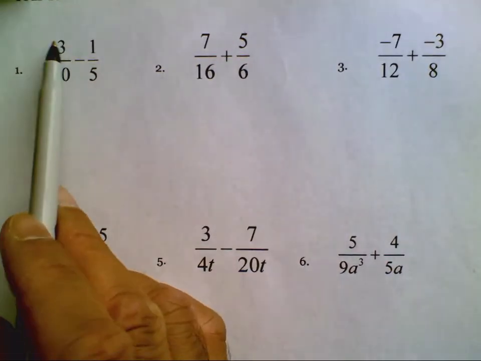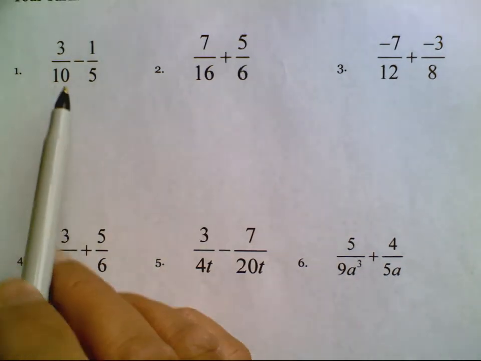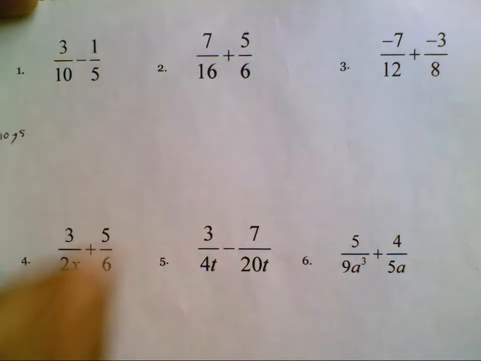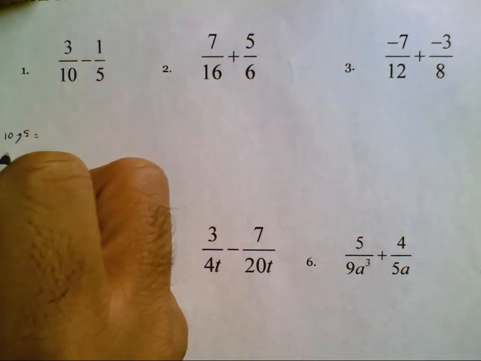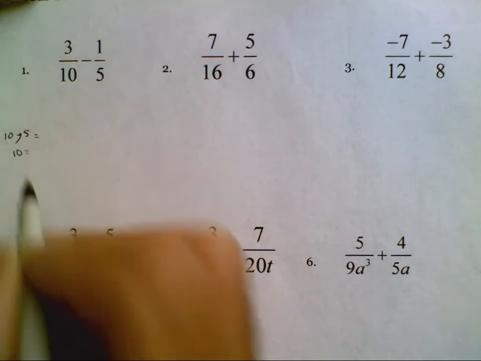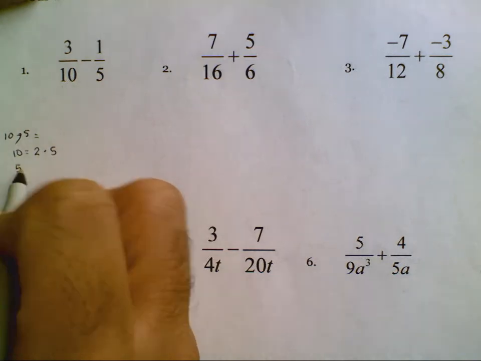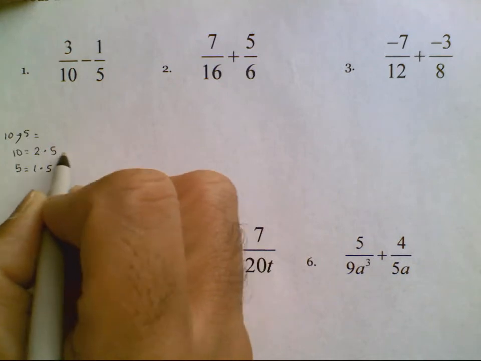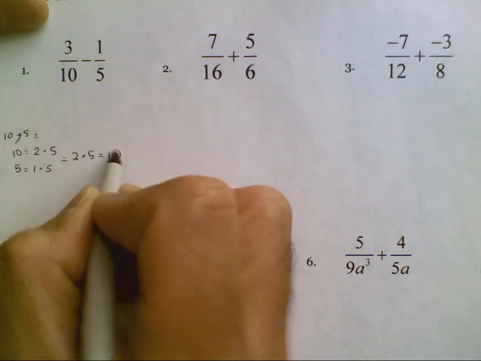Okay, problem number 1, your turn. You have 3 over 10 minus 1 over 5. You need to find the least common denominator between 10 and 5. Remember, if you want to do it step by step, that is fine with me. If you factorize 10, it is 2 times 5. And 5 is a prime number, so it's just 1 times 5. So the least common denominator is 2 times 5 equals 10.